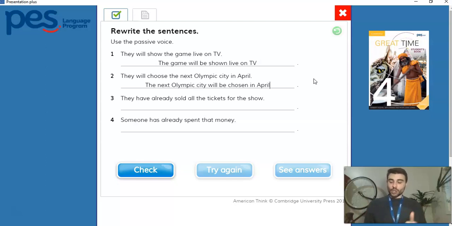Okay? Good. Let's see number 3. They have already sold all the tickets for the show. What's the object? All the tickets. That's what comes after the verb sold.